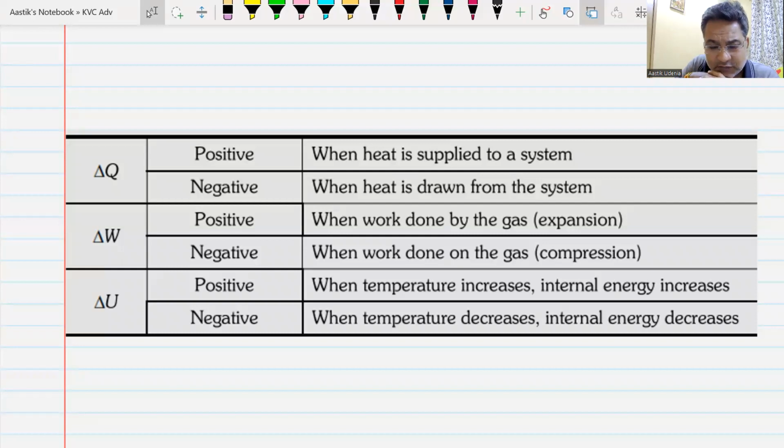Whenever we are using this first law of thermodynamics, we must follow a sign convention. You already know the sign convention. Probably I did not tell you the sign convention of delta U. Delta U is change in internal energy, and CV delta T. If temperature increases, internal energy increases, it will be taken as positive. If temperature decreases, internal energy will decrease and it will be taken as negative. Yes, sir. You have 1 minute to note it down.